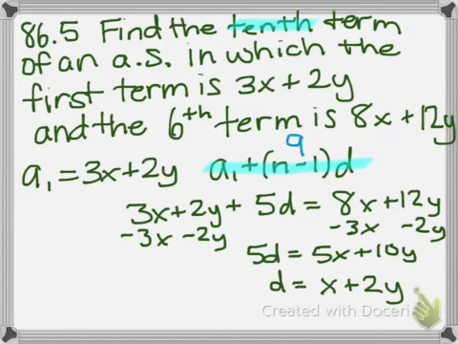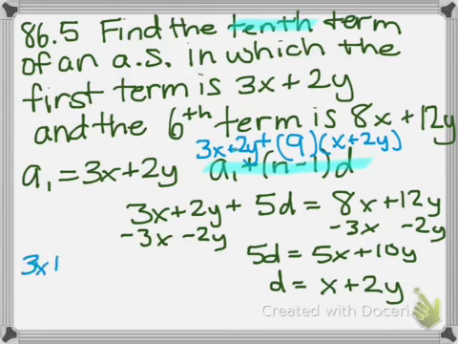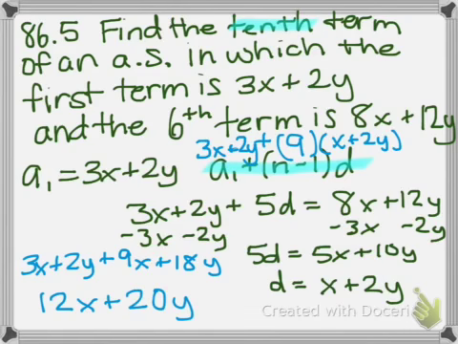So we're looking for the 10th term, so we'll subtract 1 so that n minus 1 becomes 9. We know our first term, and we know our difference. So we know our difference is x plus 2y. Our first term is 3x plus 2y. And now we just need to simplify. 3x plus 2y plus 9x plus 18y. Put them together, 12x plus 20y, and that is your 10th term.